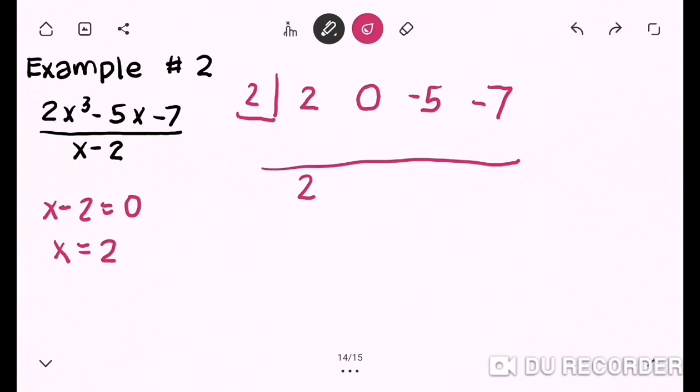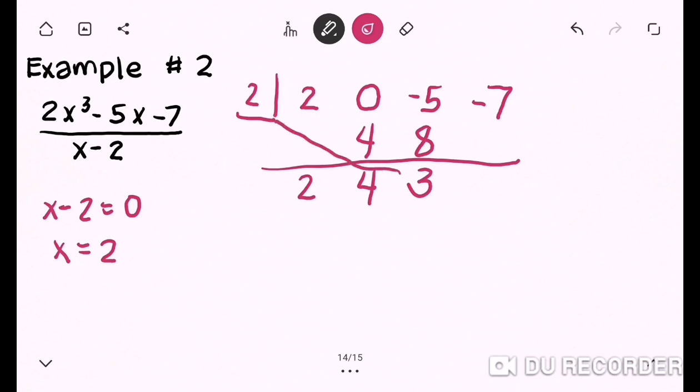and then multiply 2 to the value of c. So, 2 times 2 is positive 4. Then, write it below the second column. And then, pwede na nating i-add. So, 0 plus 4 is positive 4. And then, repeat, multiply uli. So, 4 times 2, 8. And then, list down sa ating third column. And then, add uli. So, negative 5 plus 8 is positive 3.